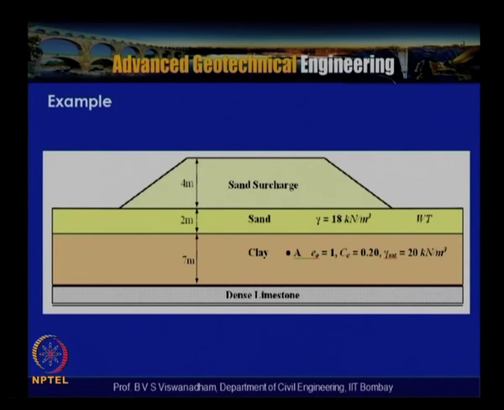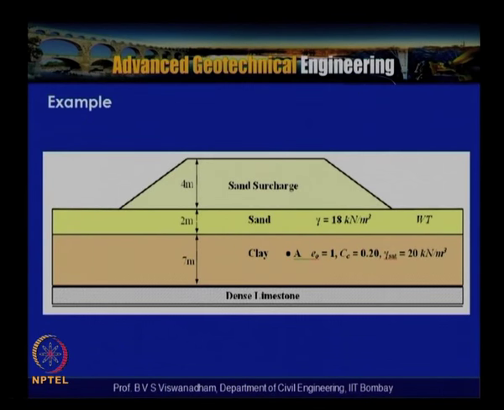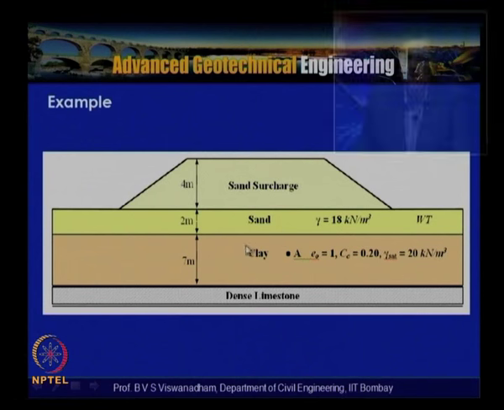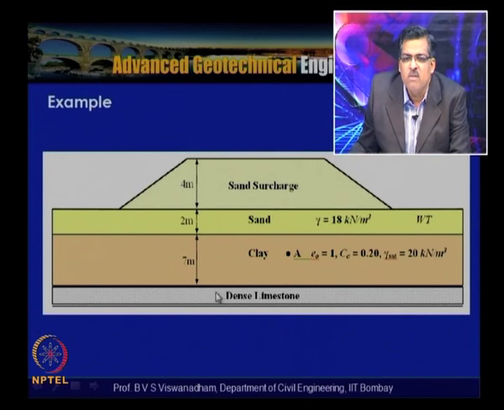So, this is a particular cross section, a levee cross section, where the sand embankment, or levee embankment, is placed, and this is the clay. We have 2 meters and 7 meters as the thickness of the clay, and this is element A, where e0 is equal to 1, Cc is equal to 0.2, and gamma sat is equal to 20 kilonewton per meter cube, and here gamma is 18 kilonewton per meter cube. The water table location is somewhere here.